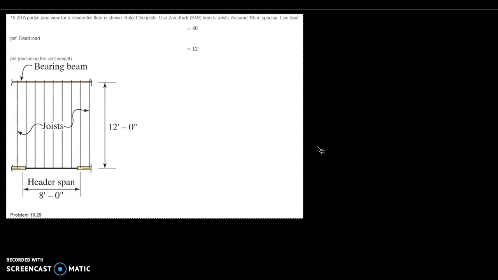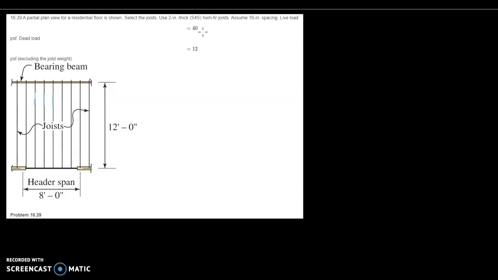Okay, I have selected problem 1629 from the textbook to illustrate an example of timber beam design. So this specifically is a joist problem, which really just means that we have a series of beams repeated and equally spaced here. This really only requires a slight additional step here to find the load.